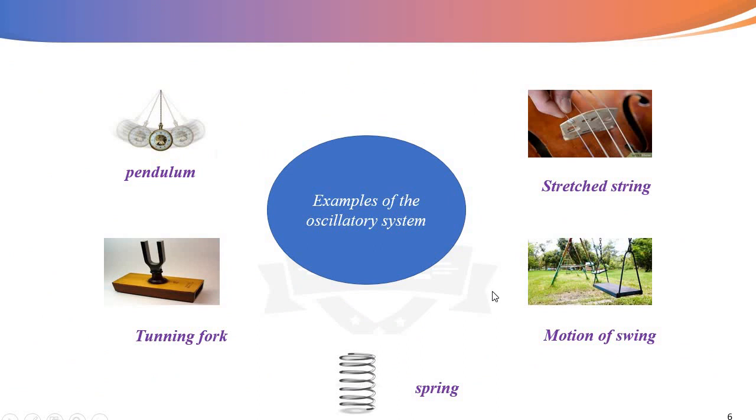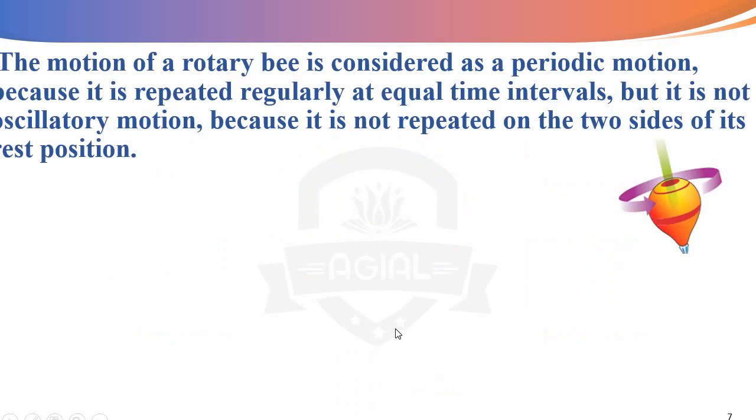We have different examples of oscillatory motion, like stretched string, motion of swing, spring, tuning fork, and pendulum. Remember that the motion of the rotary pea is considered a periodic motion because it's repeated regularly at equal time intervals, but it isn't oscillatory motion because it's not repeated on the two sides of its rest position.